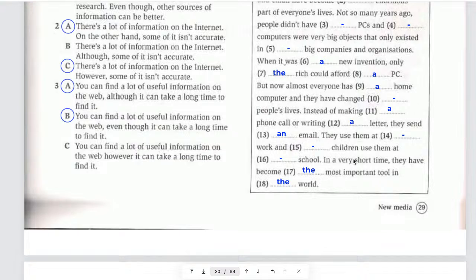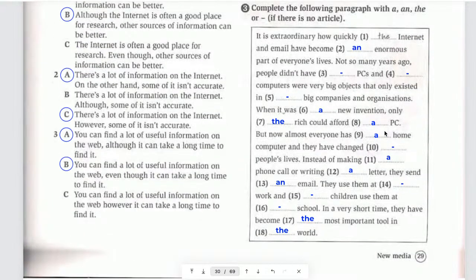Number 18. "In the world." Why is that? Yes, that is point number 2, when only one of a thing exists, right? So that's why we say "the world."